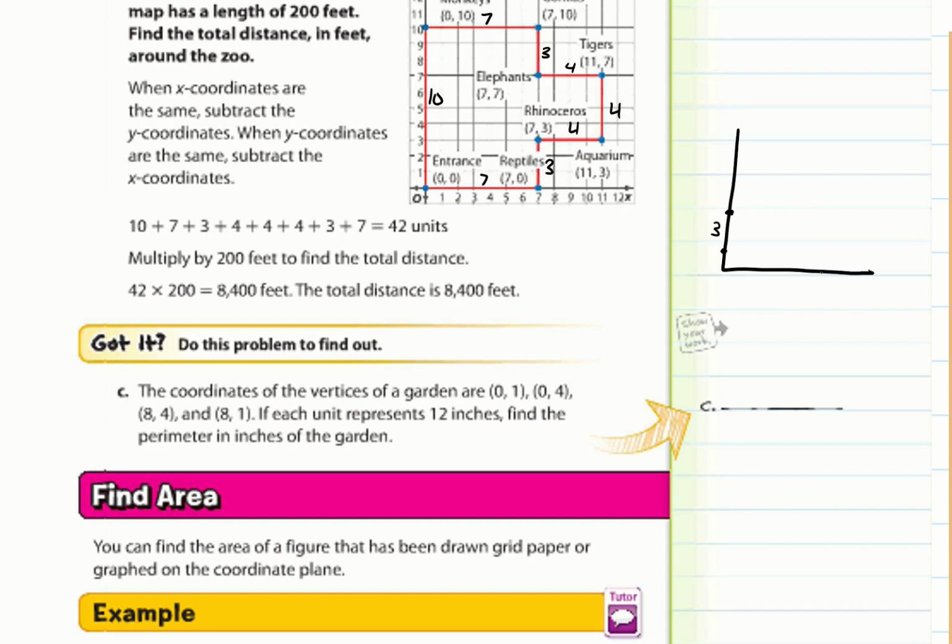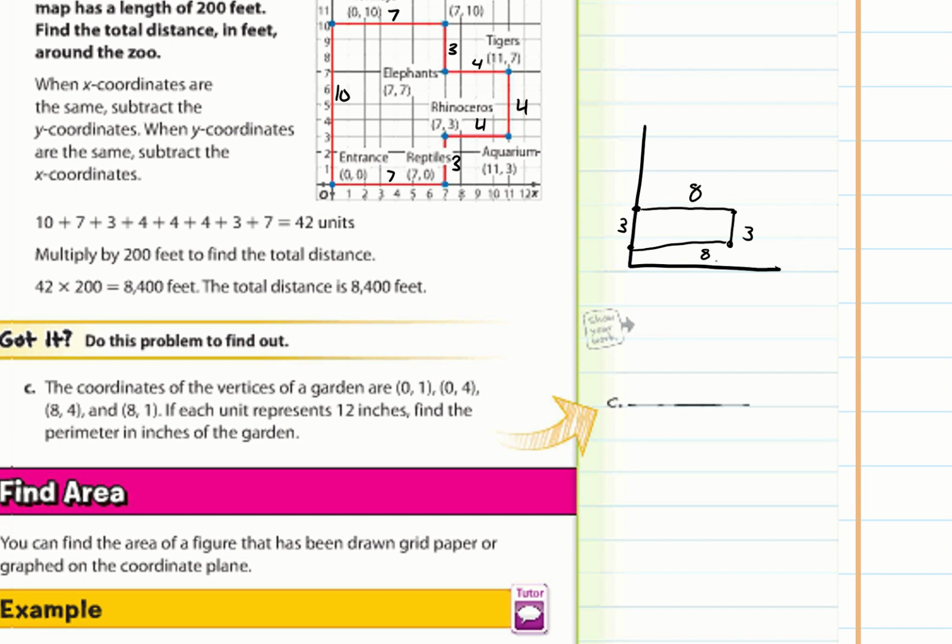We have 8, 4, and 8, 1, and that's also going to be a distance of 3. So we have 0, 4, and 8, 4, so this is going to be a distance of 8, and this is also going to be a distance of 8. And once we add them all together, 8 plus 8 plus 3 plus 3, we're going to get 14.